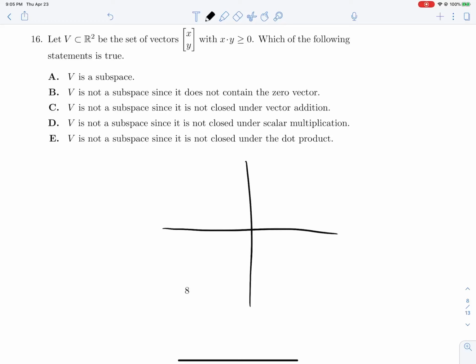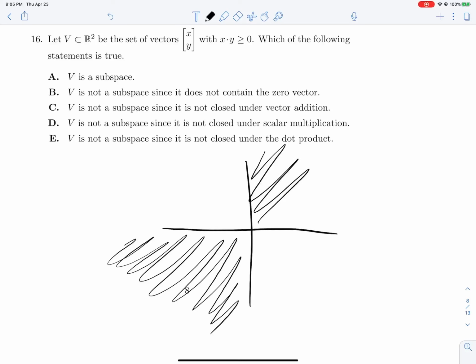So we are dealing with the coordinate axes and these two quadrants, 1 and 3. But you'll see pretty quickly, if we take, for example, this vector and this vector, if this is a subspace, when we add them together, we should get another vector that's in the subset. But we add these together and we get a vector that is most definitely not in our set to begin with. So it is not a subspace because it's not closed under vector addition.